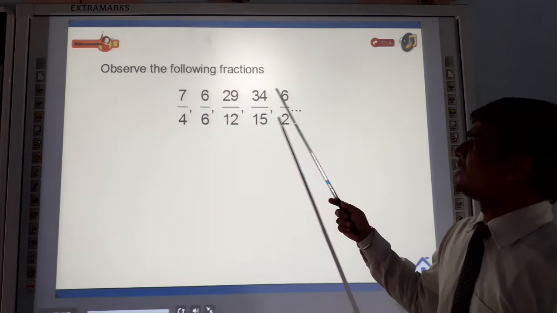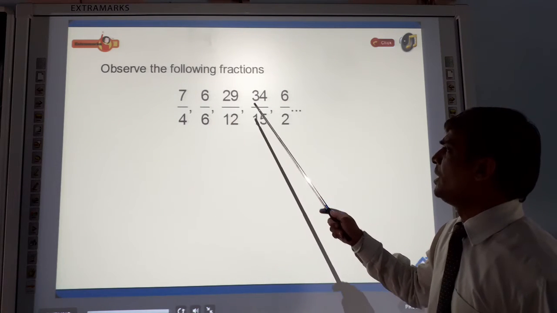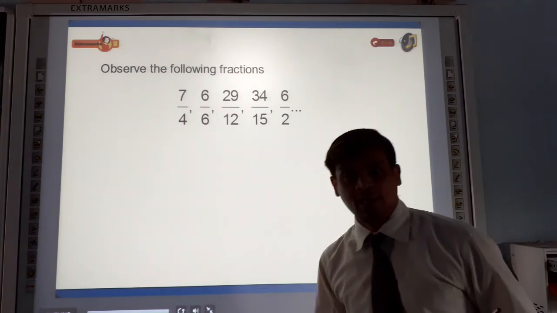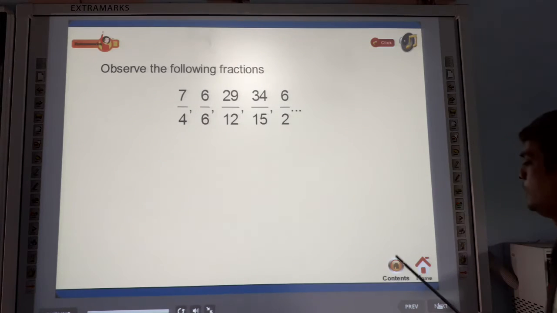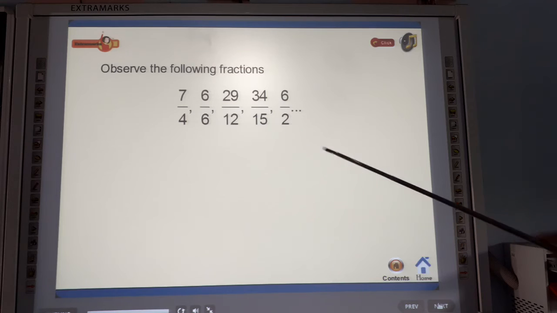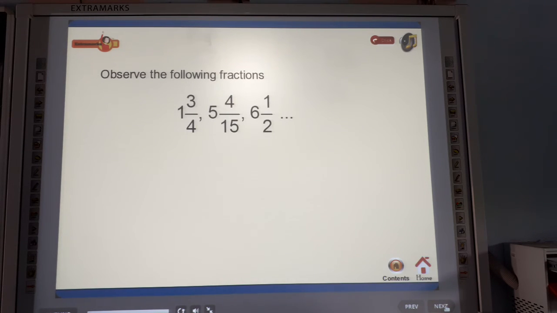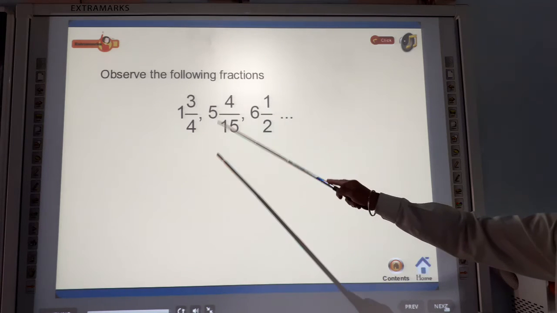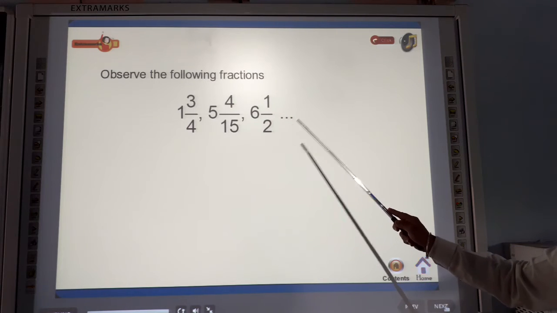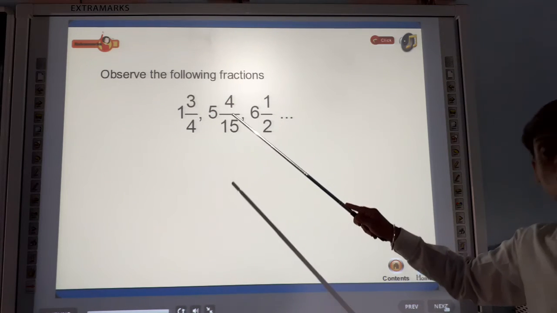Observe the following fractions: 7 upon 4, 6 by 6, 29 upon 12, 34 upon 15 and 6 upon 2 and so on. Now observe the following fractions: 1 3 upon 4, 5 4 upon 15, 6 1 upon 6 and so on. This is a mixed fraction. Okay student.